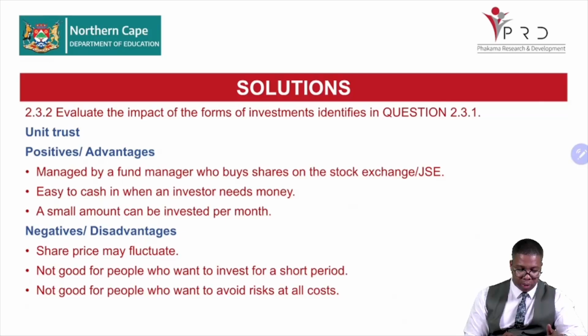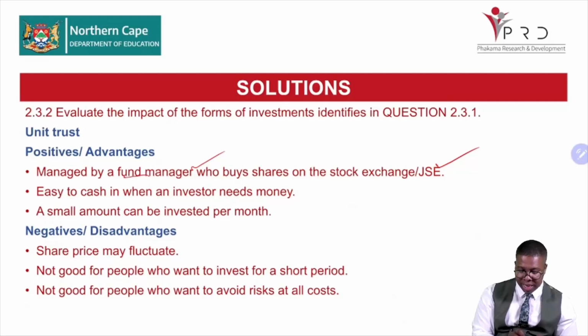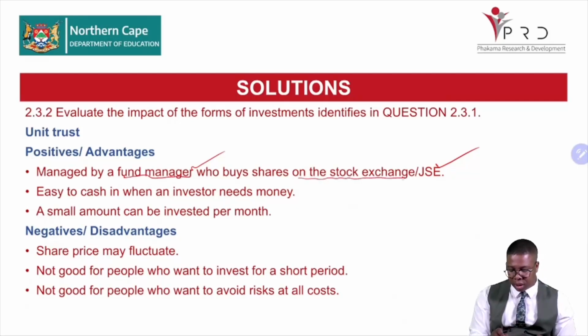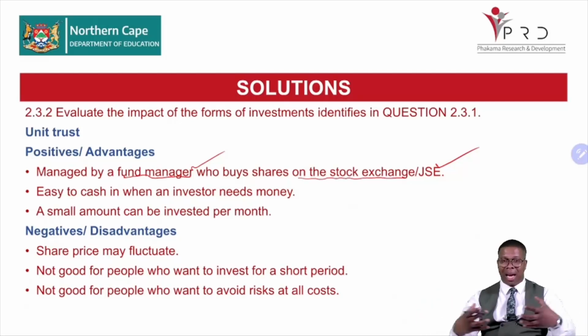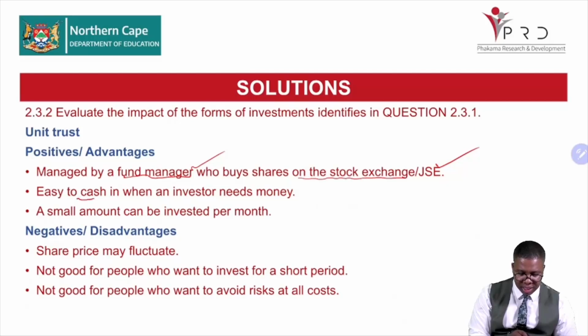Then, unit trust. What are the positives there? The positives are unit trust is managed by a fund manager who buys shares on the stock exchange. Because with unit trust, we are saying maybe 5 investors come in, and as 5 investors, they contribute money and put it under a unit trust fund. And then the trust fund will be managed by a fund manager who will buy shares on the stock exchange. So basically, it's a process of bringing money together so that it can be invested in different types of investments. And then another advantage is that it is easy to cash in when the investor needs money. So this we consider to be an R because we saw it from the scenario.